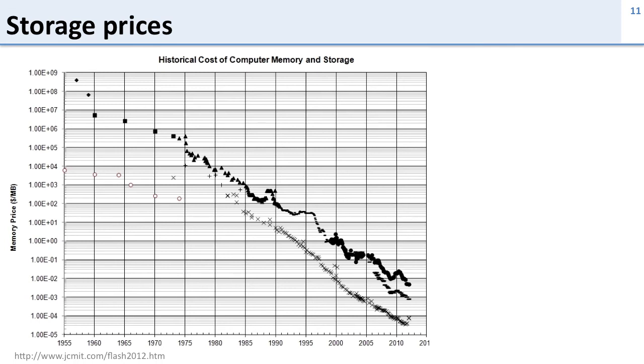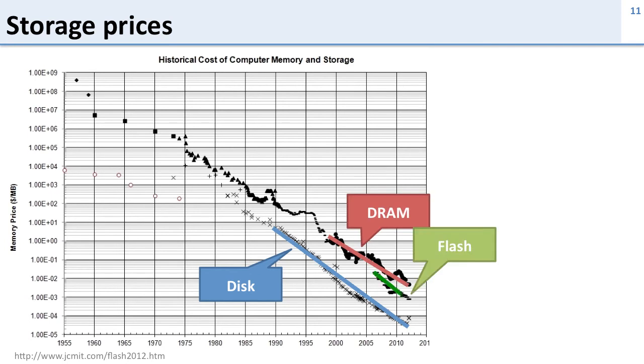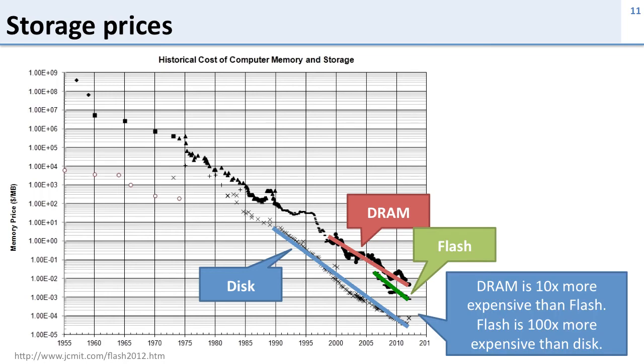So what's been happening to storage prices over the years? Here's a graph of them, and we can see what's happened to disk. Its price has gone down significantly, DRAM's price has gone down significantly, and flash has gone down significantly. Flash, as you can see, is a much newer technology, so it hasn't been around as much. But even though things are getting cheaper and cheaper, DRAM is still 10 times more expensive than flash, and flash is still 100 times more expensive than disk. So we're not about to replace everything with flash anytime soon.